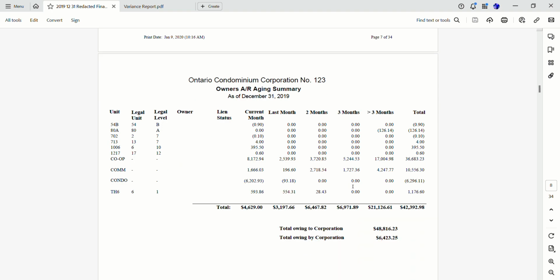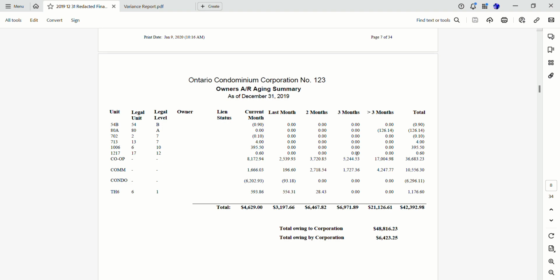When moving forward, we go to the account receivable aging summary. Here we can see all the arrears that involve the corporation, either owing to the corporation or owed by the corporation. We can see the total owing to the corporation is 48,816.23, and the corporation owing to other parties is 600,423.25.